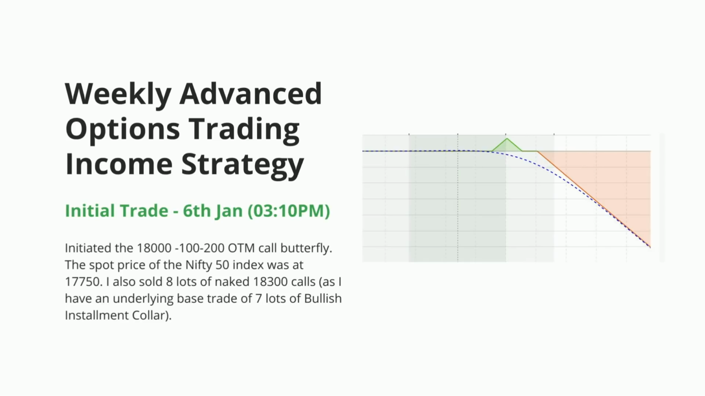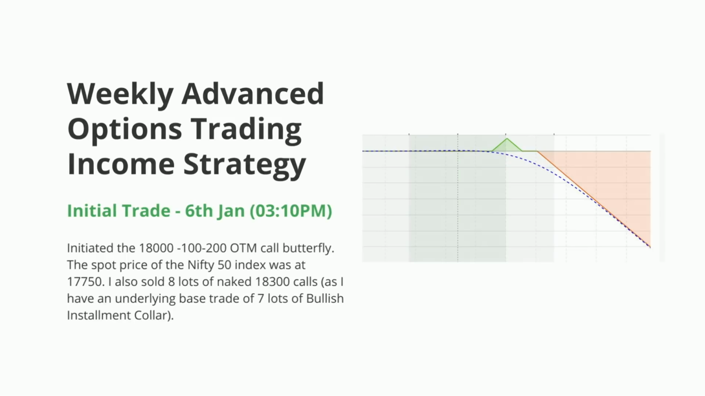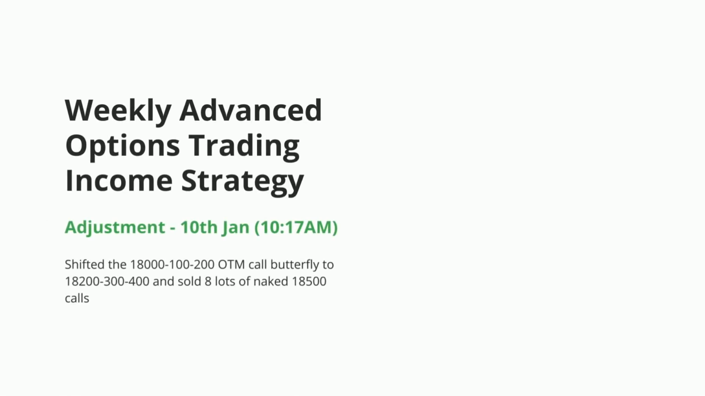Since I initiated the trade when the spot was at 17,750, the trigger points to make an adjustment are 17,950 and 17,550. On 7th Jan, Nifty made a high of 17,905. So the trigger point was not reached. On 10th Jan at about 10:17 am, the trigger point of 17,950 was reached, and I had to make the standard adjustment of rolling up the out of the money call butterfly.